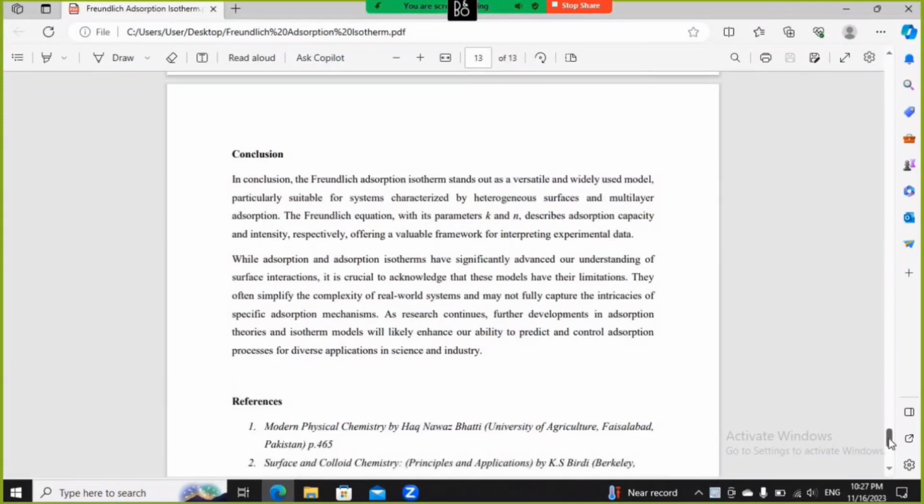In the last, we can say that Freundlich adsorption isotherms stand out as a versatile and widely used model, particularly suitable for systems characterized by heterogeneous surfaces and multi-layer adsorption, because it is the basic assumption of Freundlich adsorption isotherm, multi-layer adsorption on heterogeneous surfaces. As research continues, further developments in adsorption theories and isotherm models will likely enhance our ability to predict and control adsorption processes for diverse applications in science and industry.